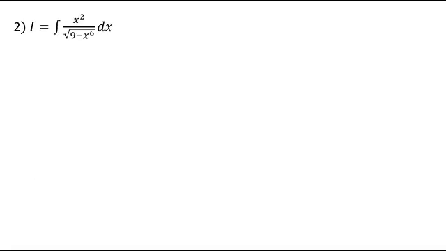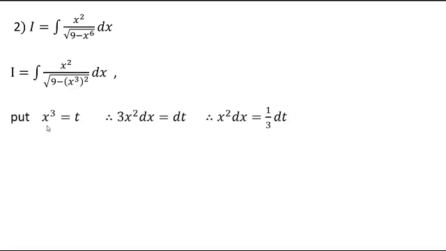Okay. Now this is another sum. In this sum, I will first write this x raised to 6, as x cube square. Now I find here the derivative of x cube is 3x square. So let me substitute x cube is equal to t, and therefore 3x square dx is equal to dt, and x square dx becomes 1 upon 3 dt.